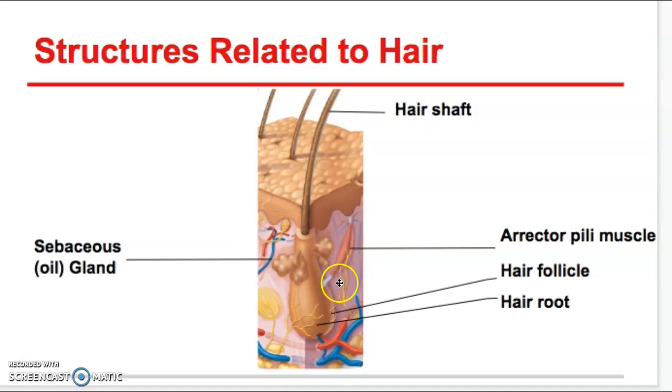We also have this little tiny muscle, and this muscle is anchored to the epidermis and to the hair follicle. When this muscle contracts, we get goosebumps. When we see this muscle contracting in animals, it's like when cats get scared and their hair puffs out. It's those little erector pili muscles that make the hair stand on end.